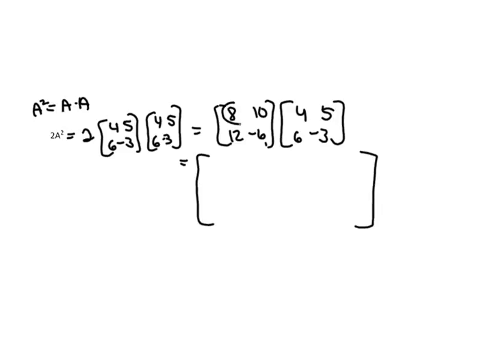So I'm going to take the first row with the first column. 8 times 4 is 32. 10 times 6 is 60. Remember, it's adding in between or subtracting. Now I'm going to take the first row with the second column. So that's 40 minus 30.